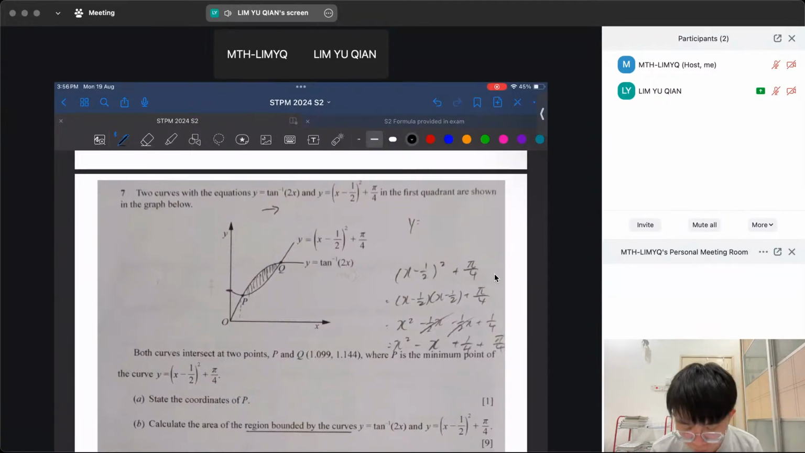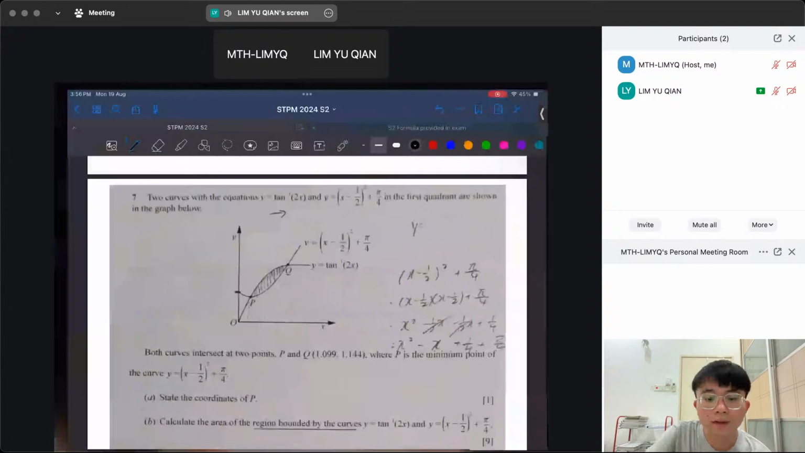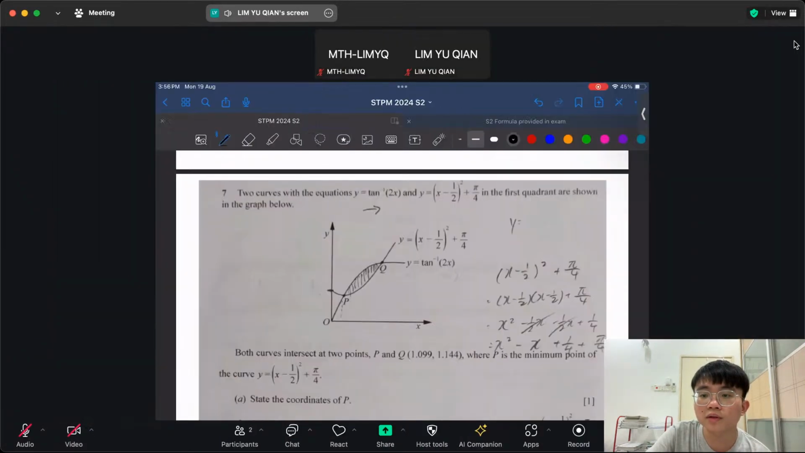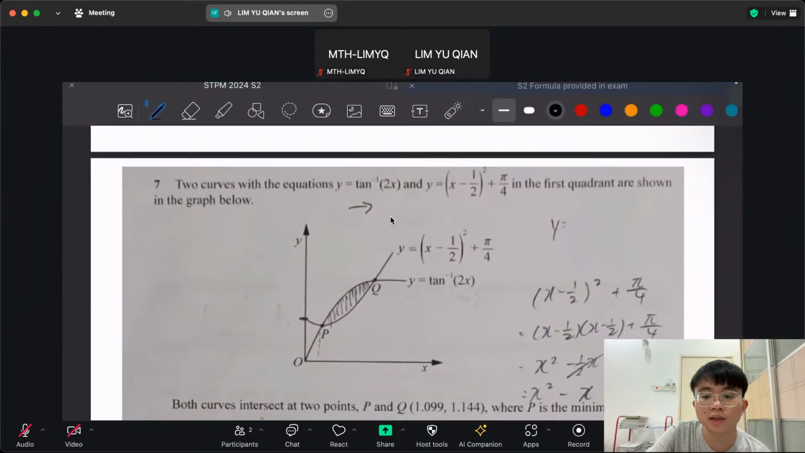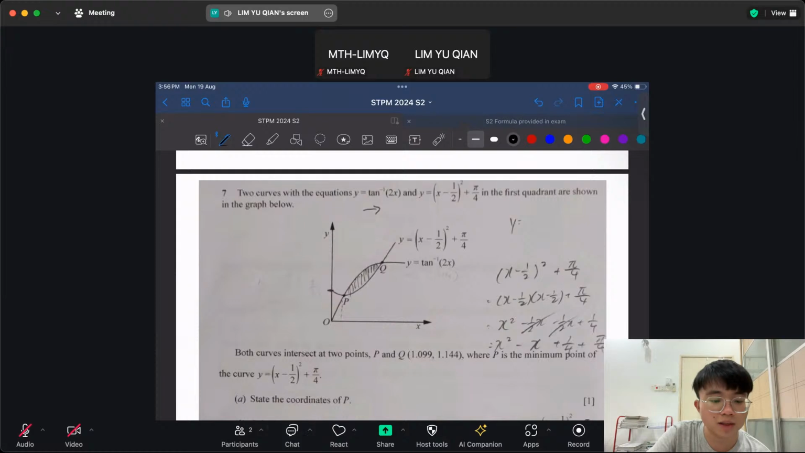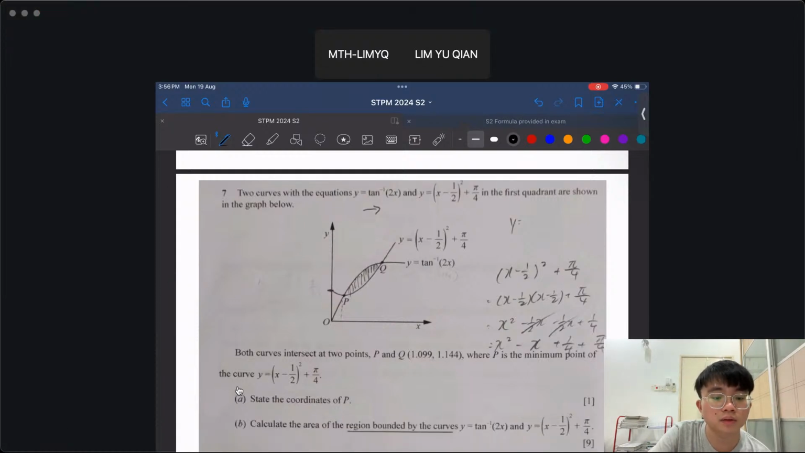Okay, so it's already given in quadratic form. Can I zoom? Can I just make it full screen? Is it better? I think this is better. Okay, never mind, I just fit to the screen. So that looks better.